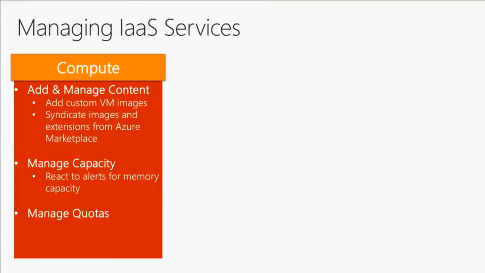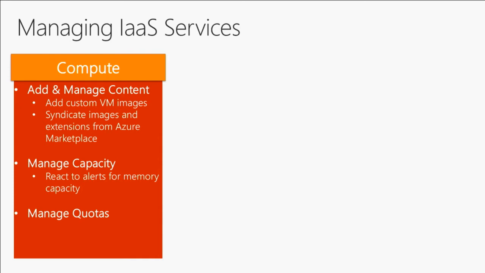In the context of compute, I'm going to walk through the 3 main aspects of IaaS and the things you're going to do, and then Charlie's going to come up and show us in the portal how these things happen. From a compute perspective, the first thing you're going to be doing is adding and managing content. This is about getting the resources that you and your developers need to build applications, which includes bringing content and syndicating content down from Azure so that it can be made available for people to deploy. That's the first thing you do.